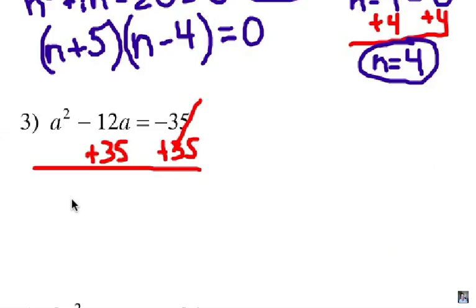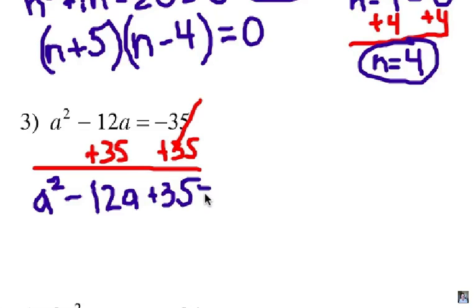We're going to start by adding 35 to each side, and so our quadratic is going to be set equal to 0, and we'd get a squared minus 12a plus 35 equals 0. All right, let's try to do some factoring here. a and a would be the first term in each binomial, of course, no problem there.